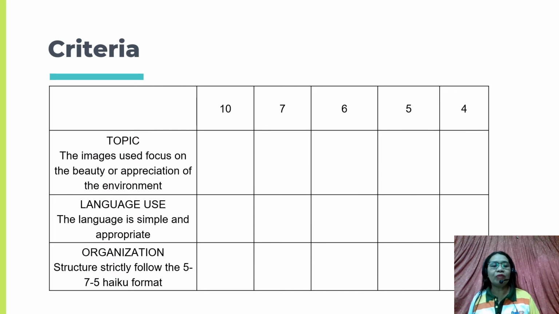For the criteria of writing your haiku, first we are going to have the topic. It means that the images used focus on the beauty or appreciation of the environment. Highest score 10 and the lowest score is 4. Second, the language used. The language is very simple and appropriate. Again, your points 10, 7, 6, 5, and the lowest score is 4. The last one, how you are going to organize your haiku. The structure strictly follows the 575 haiku format. So the highest score again is 10, 7, 6, 5, and the lowest score of course is 4.